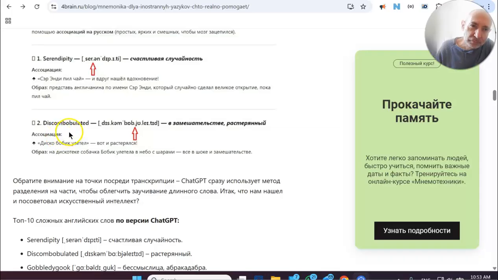So, ассоциация, association. Диско, Бобик, улетел. Вот и растерялся. Диско, Бобик, улетел. Discombobulated. Вот и растерялся. Вот и means so. Вот и, what it acts here as one expression. Вот и, so. Растерялся, got confused.